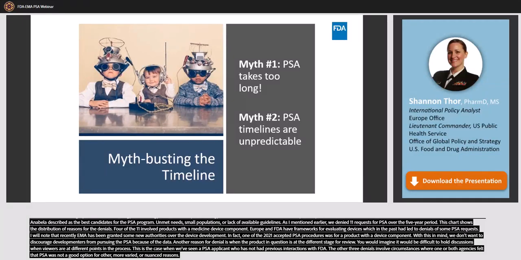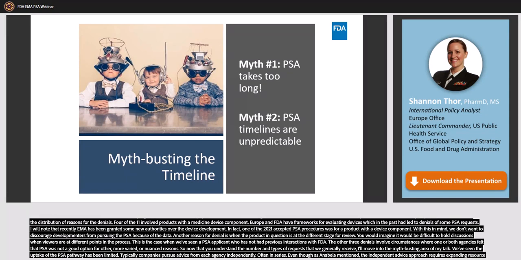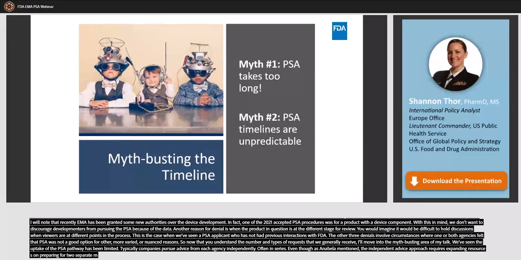So now that you understand the number and the types of requests that we generally receive, I'll move into the myth-busting area of my talk. We've seen that the uptake of the PSA pathway has been limited, and typically companies pursue advice from each agency independently, often in series, even though, as Anabela mentioned, the independent advice approach requires expending resources on preparing for 2 separate meetings, 2 separate meeting packages, where the scientific questions can often be nearly identical.